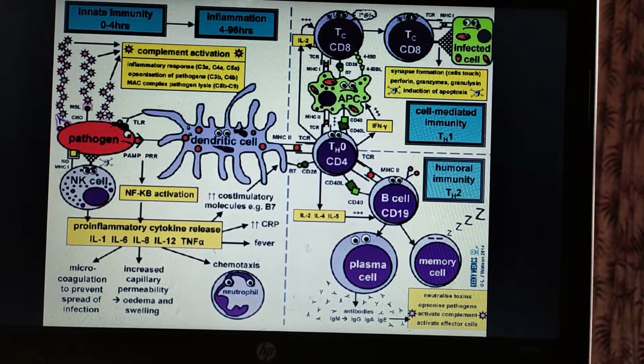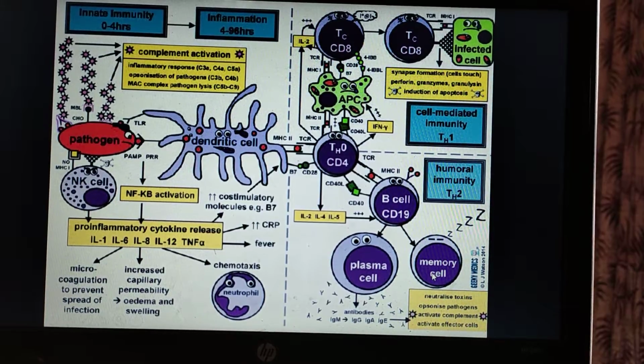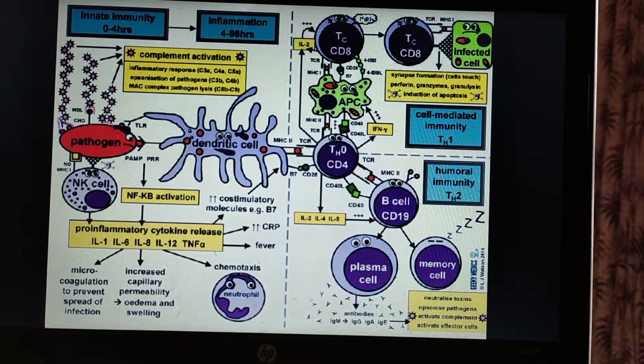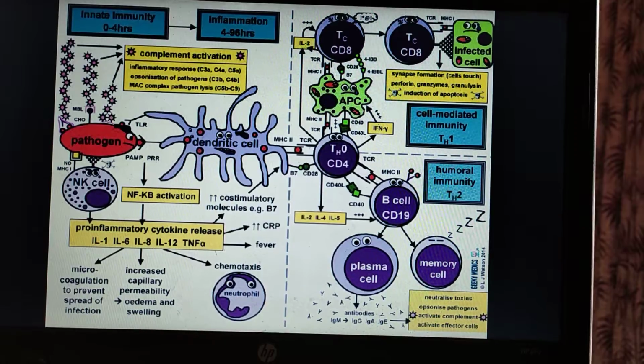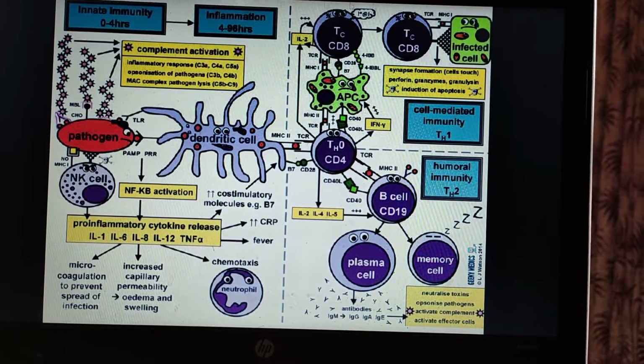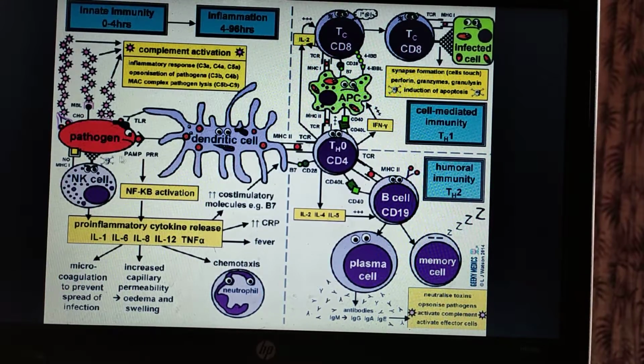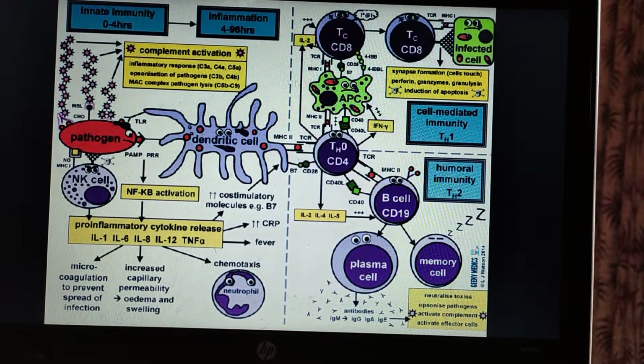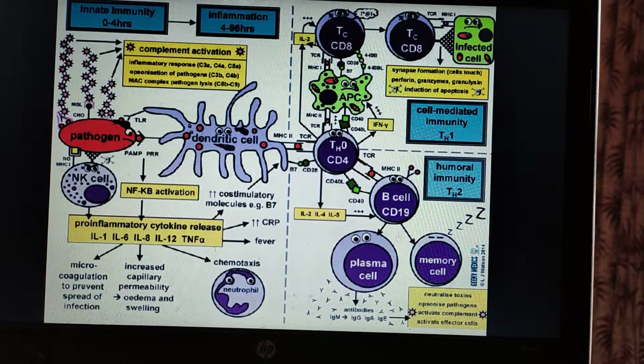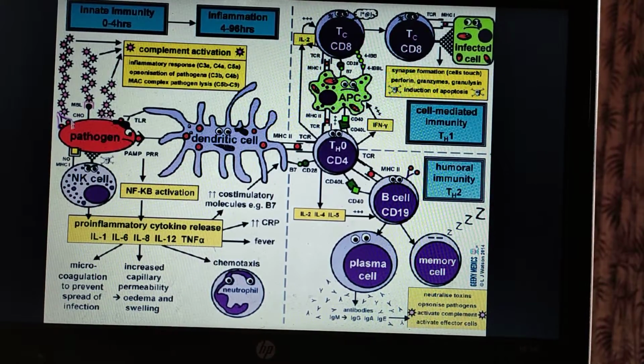So these are the basic components of the basic response that occurs when any pathogen enters inside the body. In case of a vaccine also, we can see that when any vaccine is injected into the body, the immune response interacts in the same way. So this is the summary of the basic immune response I have discussed here.